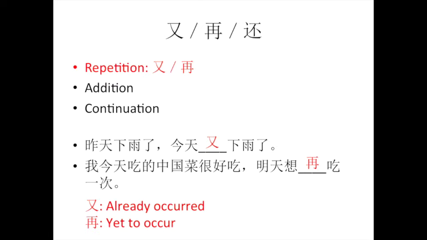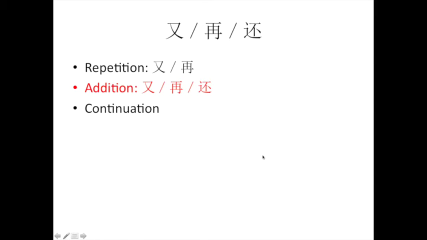Please note that something already occurred does not necessarily mean it is in the past. It can be currently going on. Like, 今天又下雨了。It's probably still raining now. It's not in the past, but regardless, it has occurred again.